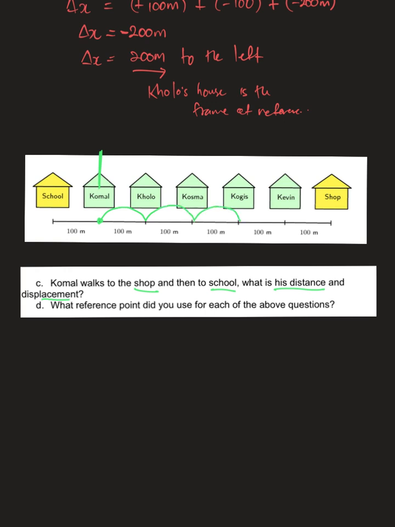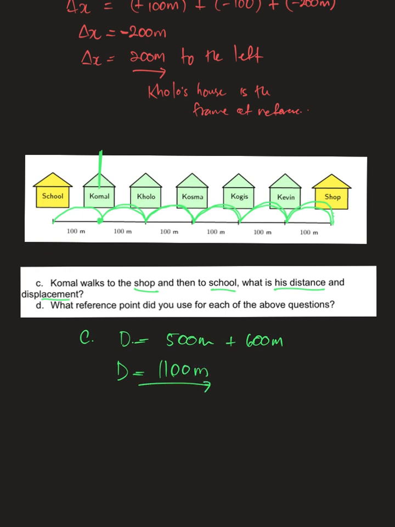200 meters, 300 meters, 400 meters, 500 meters. Then from the shop he goes 100, 200, 300, 400, 500, 600, 700, 800, 900, 1,000, 1,100. So he went all the way to the shop and all the way back. So for C, in terms of his distance, he went 500 meters and ended up at the shop. Then from the shop to the school, a further 600 meters. So in total, the distance that Como has walked is 1,100 meters.